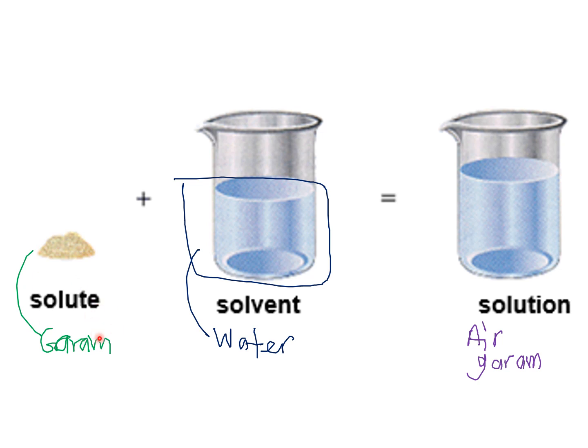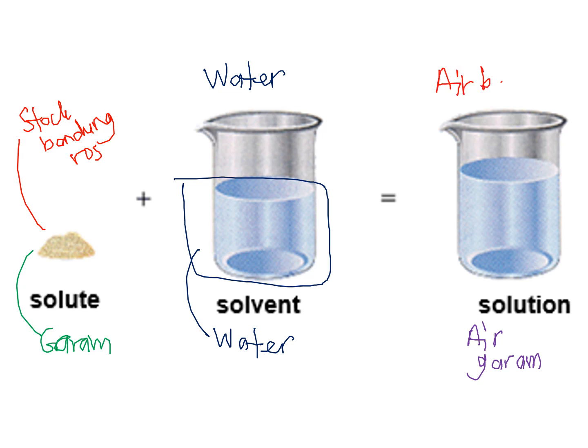Solute tak semestinya kena solid, boleh jadi liquid juga. Contohnya Miss nak buat air bandung. Solute Miss akan jadi stok bandung yang pekat tu, stok bandung rose ke apa ke. Solvent macam biasa, air. Jadi, bila Miss campurkan stok bandung rose Miss tu dengan air, Miss akan dapatlah air bandung.